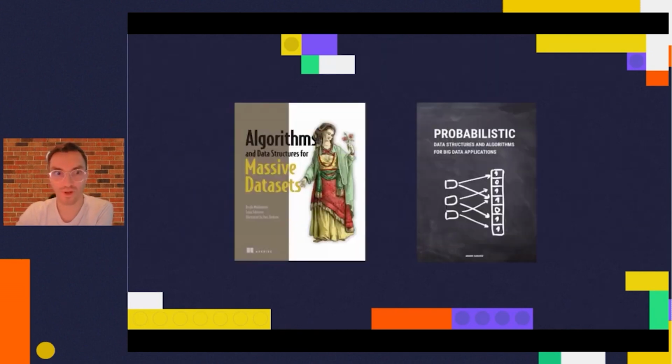So if you want to learn more, there are two great books on that. There's Algorithms and Data Structures for Massive Datasets, which contains quite a lot of information on probabilistic data structures, and also Probabilistic Data Structures and Algorithms for Big Data Applications.